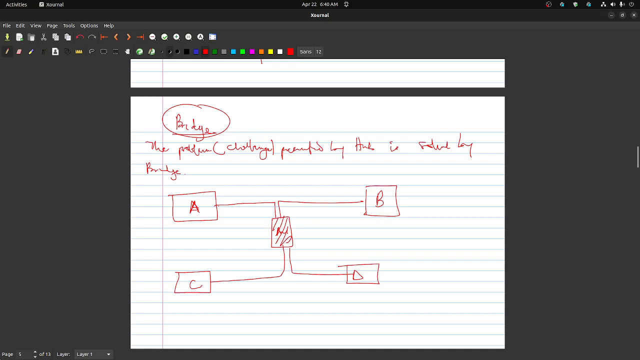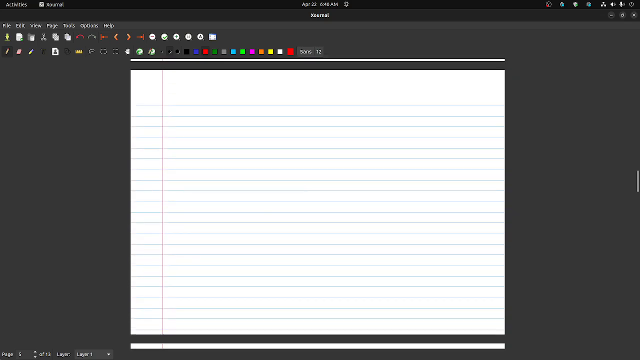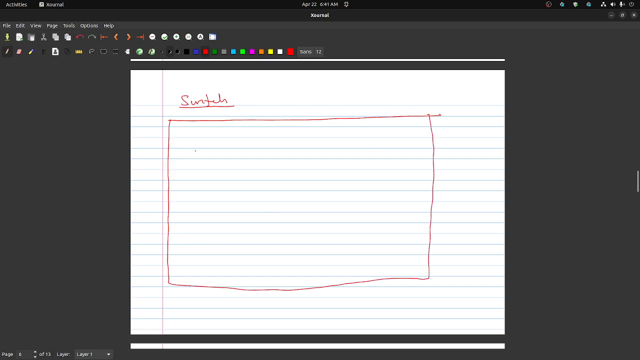The next type of networking device that you need to know is the switch. The way a switch works is that it allows data to be transferred within the network. Let's say you have a network here for the computers.